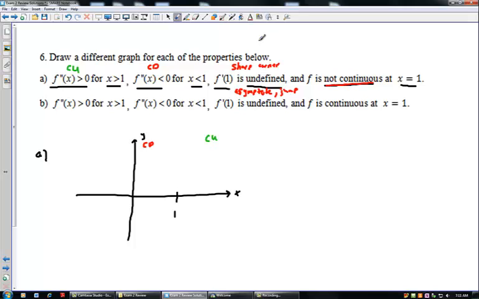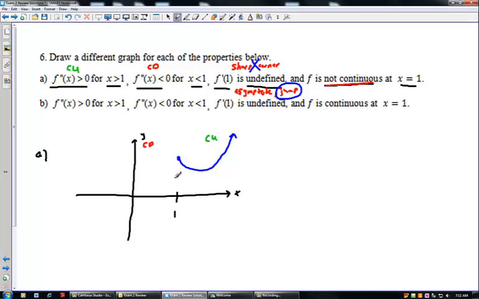Okay, so if it's not continuous there, what that tells me is that I'm not going to have a sharp corner, because at a sharp corner I'm continuous. So I can either have an asymptote or a jump. And you can pick which one you like. Maybe I want to have a jump there. So what I'll do at 1 is I'll make a jump so that I'm concave up over here. So there's concave up on this side. And then I'll make a jump.